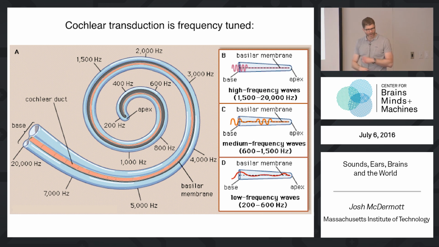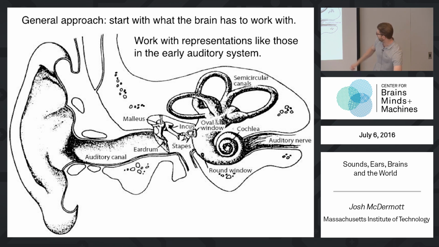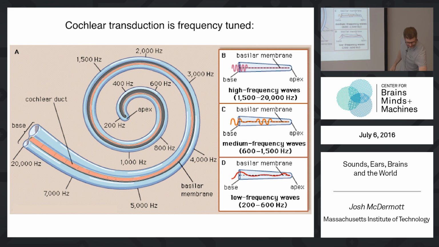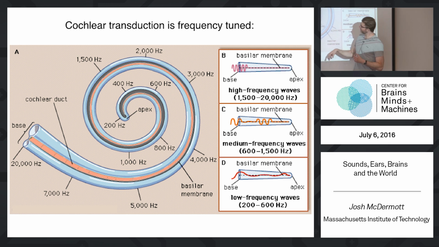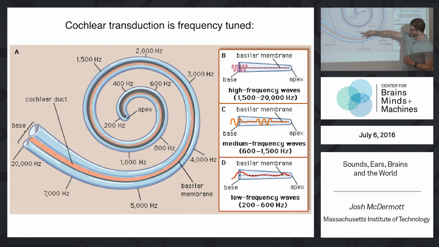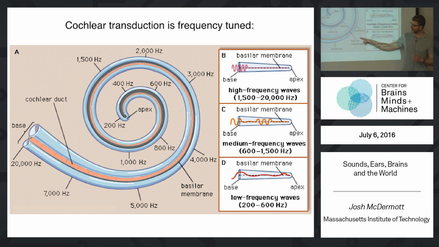One of the signature features of that process of taking sound energy and turning it into electrical signals is that it's frequency tuned. I told you how the cochlea is that snail-shaped thing. You can see this coil here. And this is that snail unwrapped a little bit to make it easier to see. The cochlea consists of these tubes that are separated by a membrane, and the membrane is called the basilar membrane.